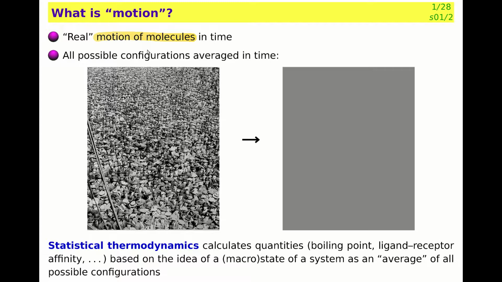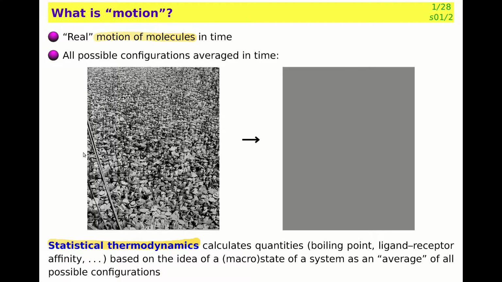But I can do it in a bit different way. I can take the individual configurations and calculate their probabilities. Thus, I don't need the motion. I need only a set of configurations, and still I'm able to study a lot of interesting properties. And this is the approach of the so-called statistical thermodynamics.